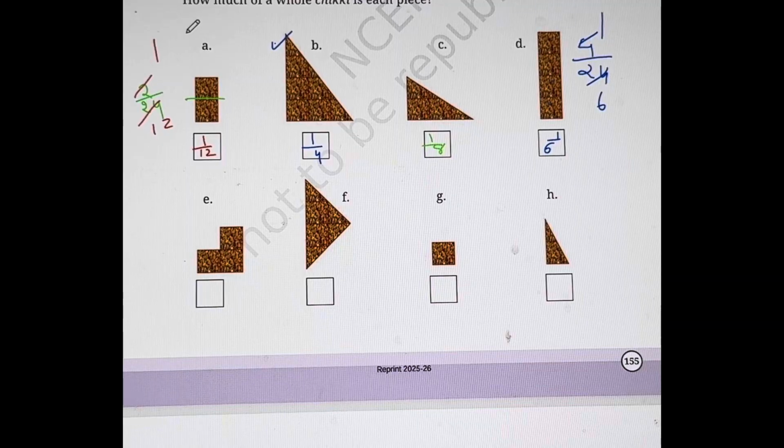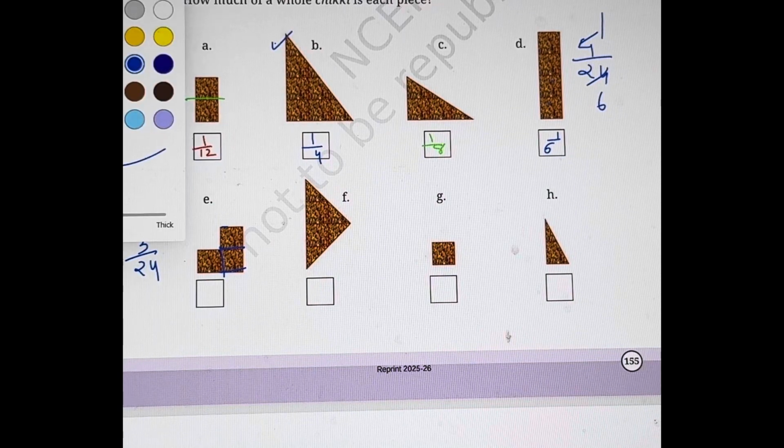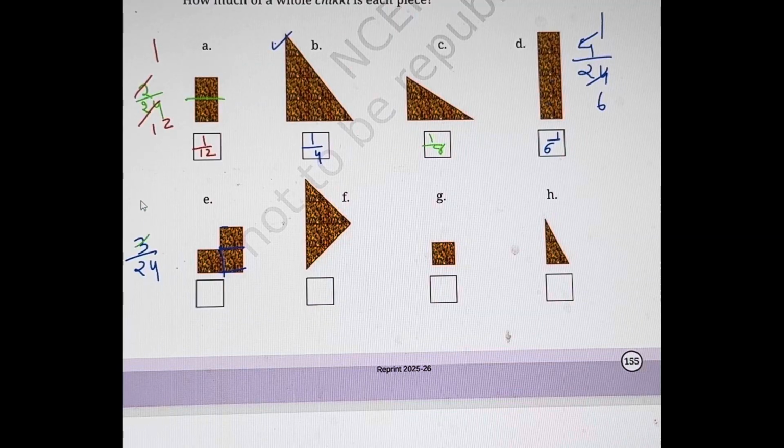Question number E. Now here they have given 3 pieces, 3 small square pieces I told you. This you can directly do through this method which I told you. So there are 3 out of 24 pieces, the small squares which I told you, and then reduce it. So if I try to reduce it, 3 ones are 3, 3 eights are 24, so you get 1 upon 8. This is 1 upon 8 of the whole chicky.